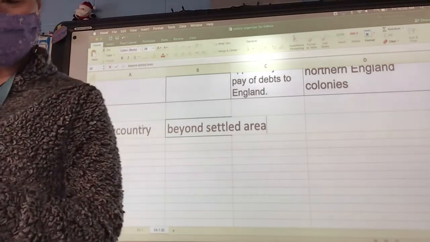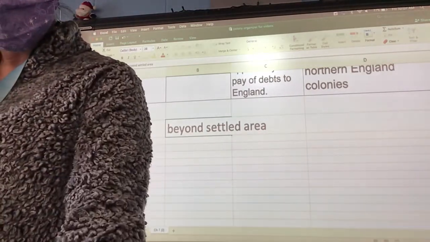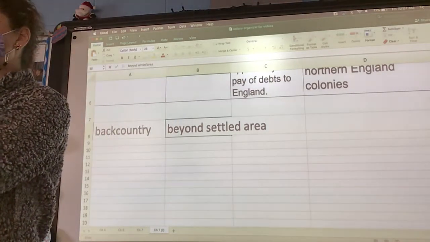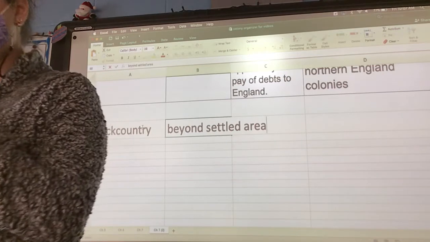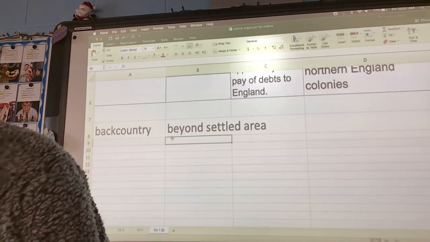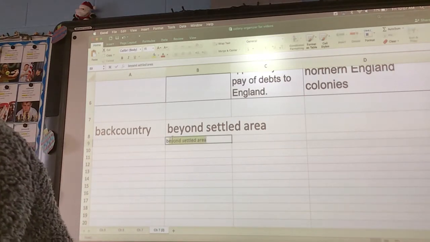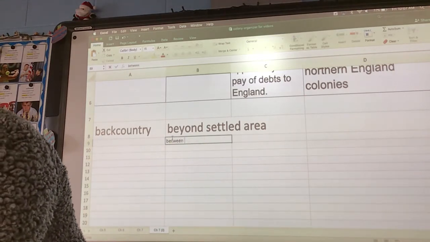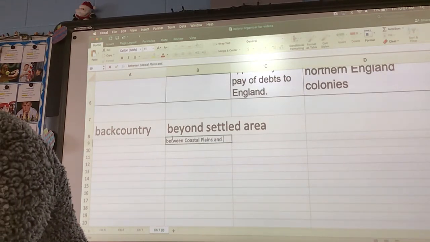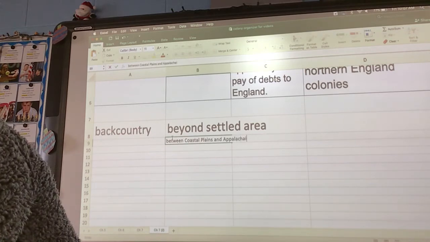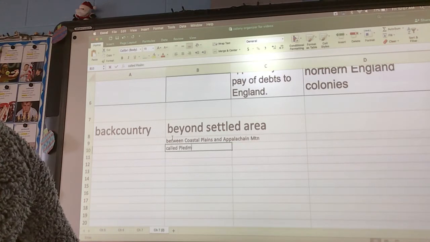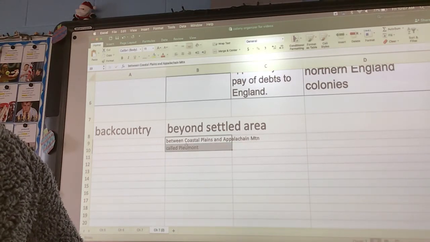Okay, so it was an area between the coastal plains and the Appalachian Mountains. And they referred to it as, John? The Piedmont. Is that what you're at? Yep. So I'm going to add a little more here. It's between coastal plains. Where are the coastal plains? We'll have to look at our map. And Appalachian Mountains. I'm going to abbreviate mountains. And they called it the Piedmont. And I will make this bigger so you can see it.